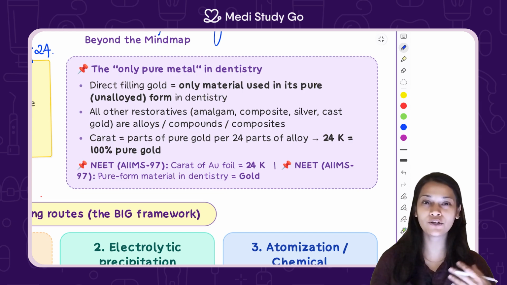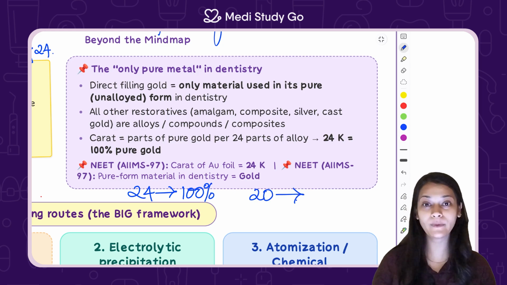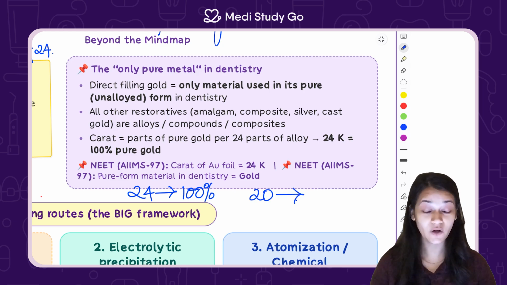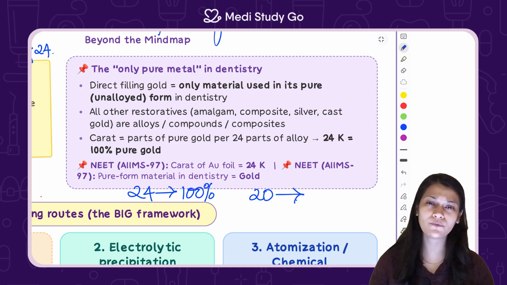You might have heard your mom talking about jewelry multiple number of times. 20 karat, 22 karat, 18 karat. What does it mean? So if 24 resembles 100%, 20 would resemble how many? It's very important because this has been asked previously in NEET examination, and the definition is very easy.